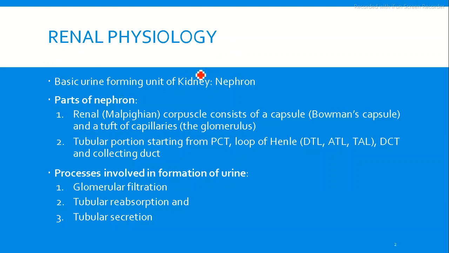So the basic urine forming unit of the kidney is the nephron. The nephron has two parts. The first part is the renal or Malpighian corpuscle, which consists of a capsule, that is Bowman's capsule, and a tuft of capillaries, which is called the glomerulus. Then the second part is the tubular portion, which starts from the PCT, which stands for proximal convoluted tubule.